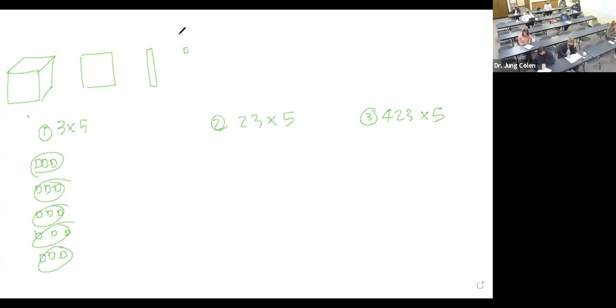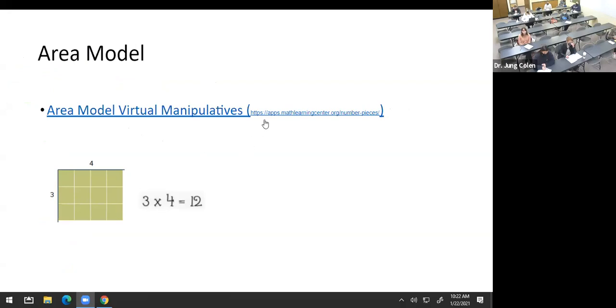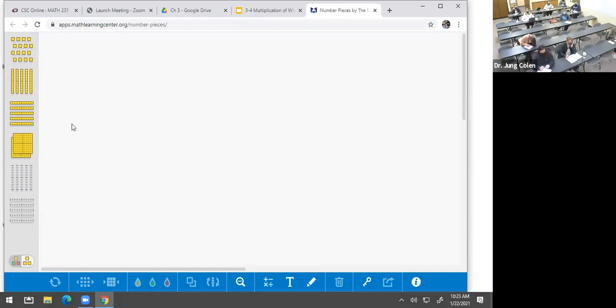So here, what I'm going to do is I want to introduce you to the area model. This is very, very helpful for the older students to extend from 1 digit by 1 digit to 2 digit by 2 digit or 2 digit by 1 digit or much, much more. So let me show you.